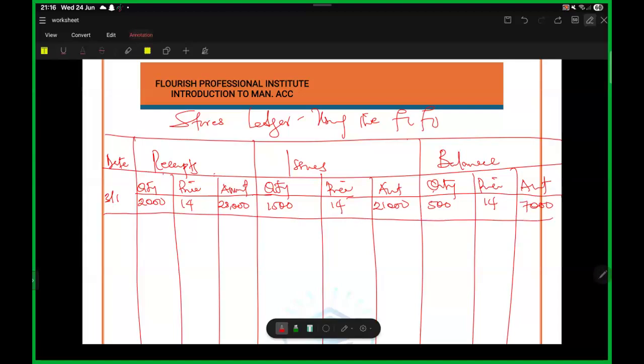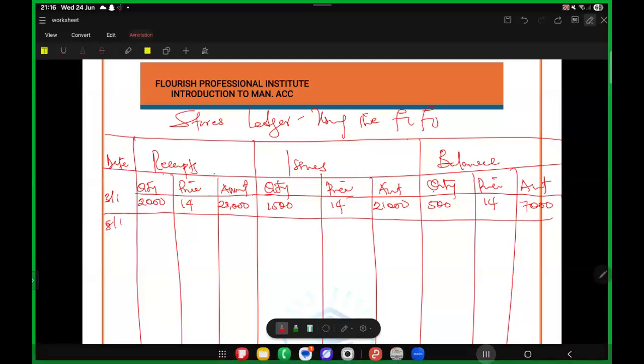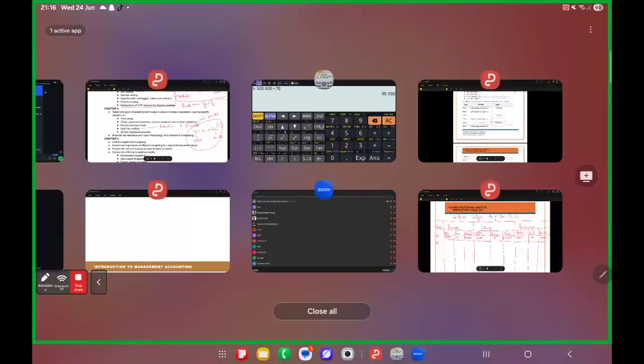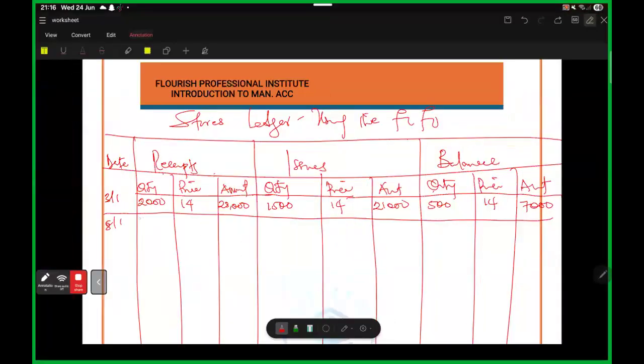Now, the second period, on 8th January, we had only a receipt of 3,000 units at 13.5. So receipt 3,000 at 13.5. When you multiply, what do you get?